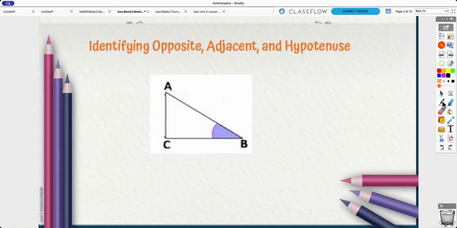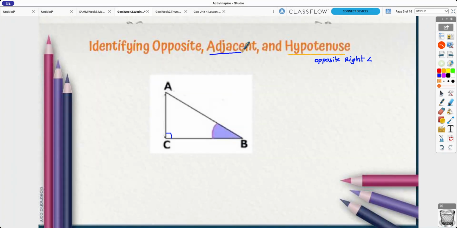Okay, let's take a look at this triangle here. We are given triangle ABC. So obviously the right angle here is angle C. And we'll identify the opposite, the adjacent, and the hypotenuse. Now, it's easier to identify first the hypotenuse. The hypotenuse is opposite the right angle, across from the right angle. And you know, you have a right angle for the angle with a square.